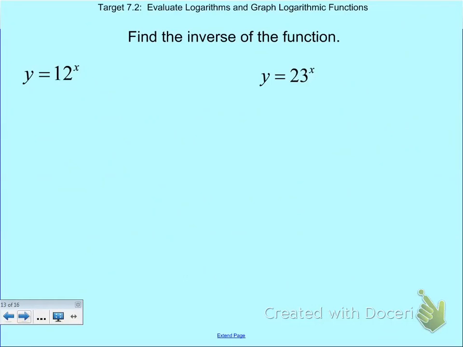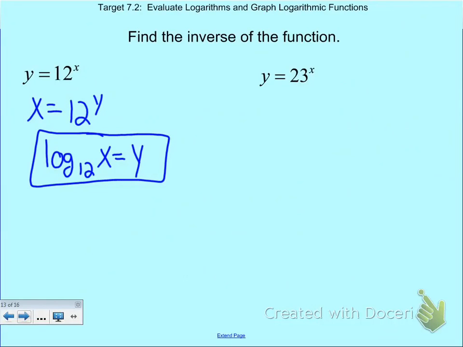Okay, so now we have an exponential function, and now we want to find the inverse of this. So we have y equals 12 to the x. Okay, so we switch the places of the x and the y. So we have x equals 12 to the y power. We notice that y is our exponent, so we can write this in log form and have it be an inverse. So we have log base 12 of x equals y. We just solved for y.